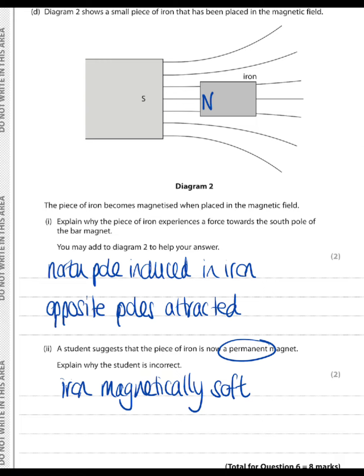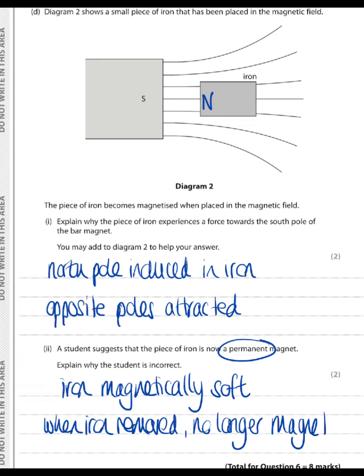So what's going to happen is when the iron is removed from the field, it is going to lose its magnetism. So it is no longer magnetic. So it has been demagnetized when you take it out of the field, and therefore no longer magnetic, so it can't possibly be a permanent magnet.